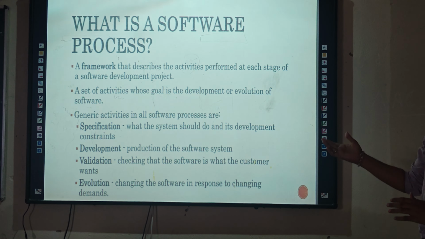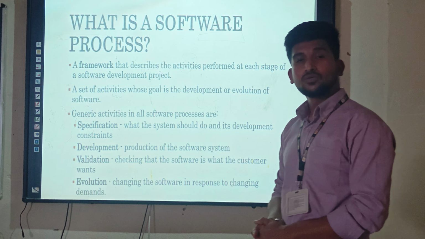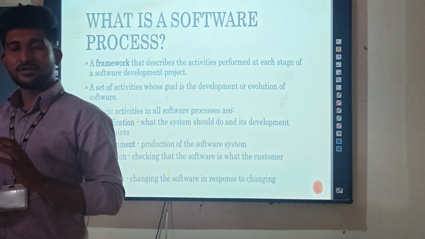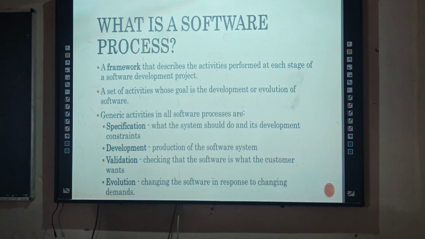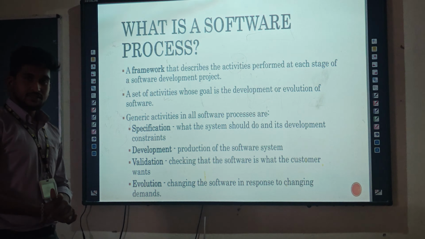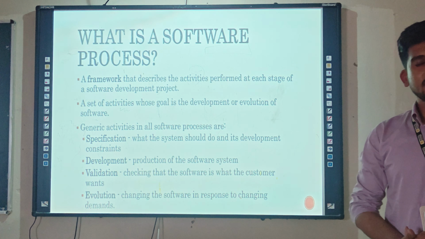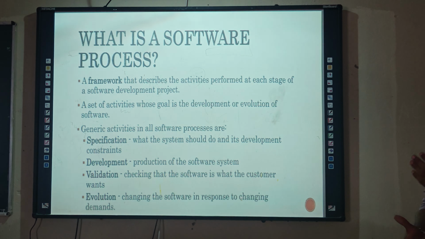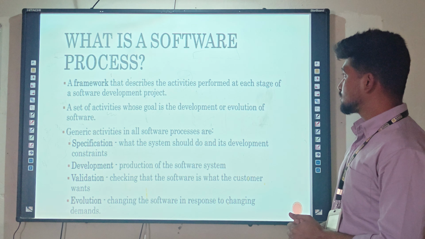What is the process? First one is specification. In the specification, we conclude all the requirements of the customer: what is the actual need of the customer? Next is development. Development means developing the product according to the customer's needs. Next one is validation. So let's start with the software process.